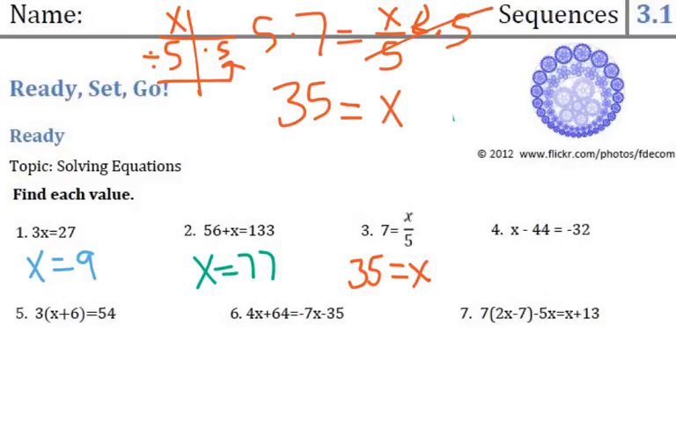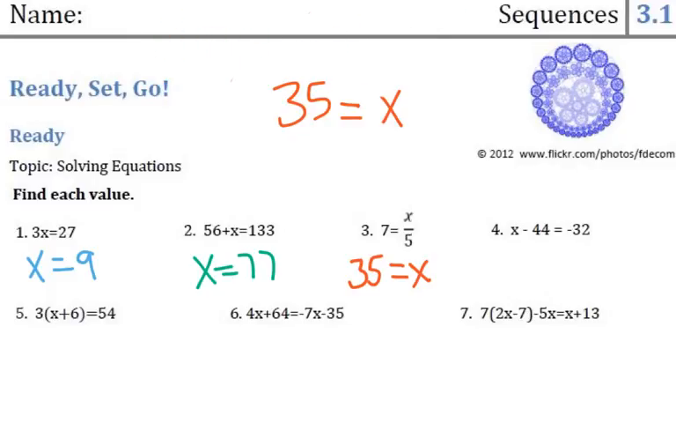And if you want to, check it. Is 35 divided by 5 7? Yeah, it is. You can always put your answer back into the original equation and see if it works out.